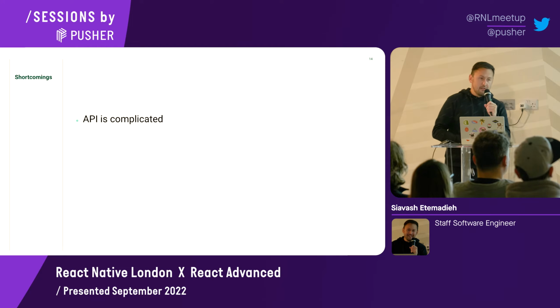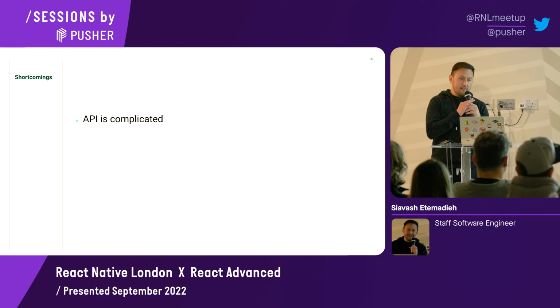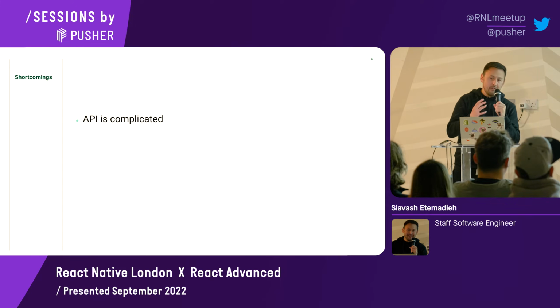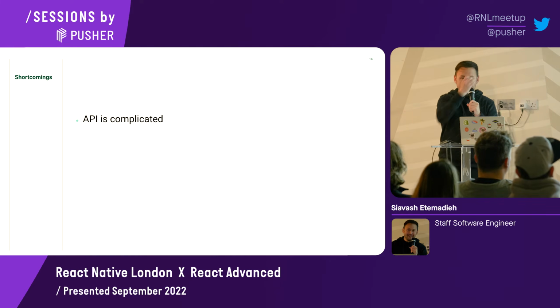But the shortcomings that we faced at Shopify was the API was quite complicated for us, and the best way to explain it is the API was very object oriented in the sense that you had to wire up a provider with sources, and it wasn't quite React-like where we're used to just declaring JSX and getting what we want.